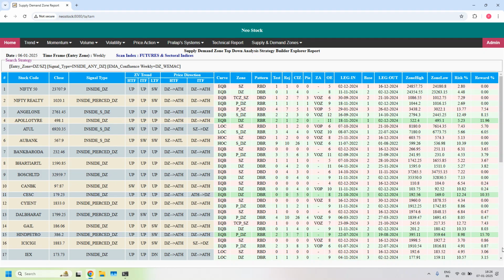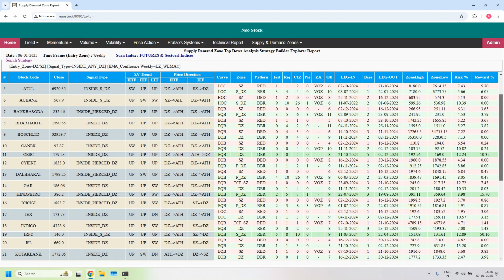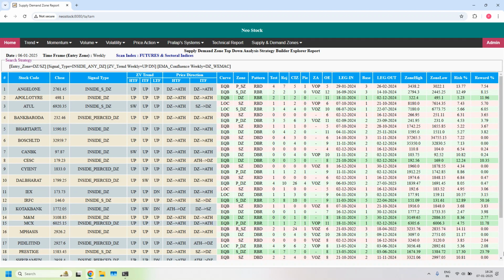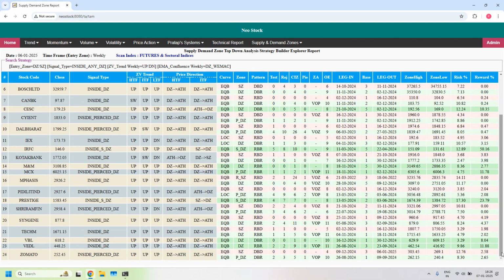Okay, I'm scrolling the list down. But here, one more filter we did not add. Sideways we have to eliminate. In the trend weekly time frame, it should be up or down. That is important. Yeah. This is the perfect EMA Confluence with up or down trend, but not sideways. I am scrolling the list down. So total 24 stocks are filtered.